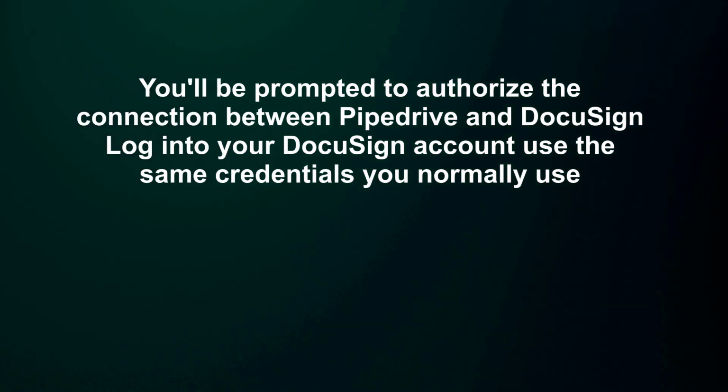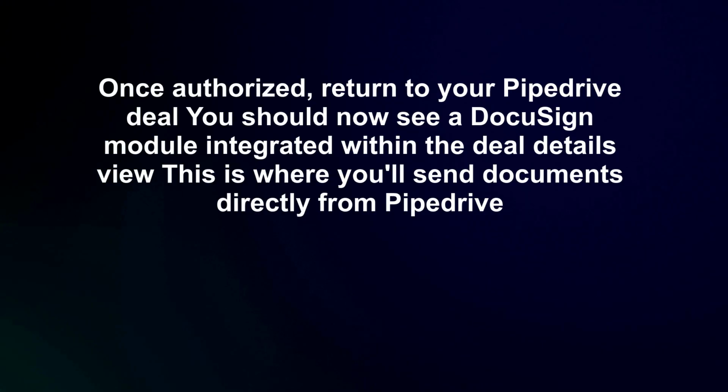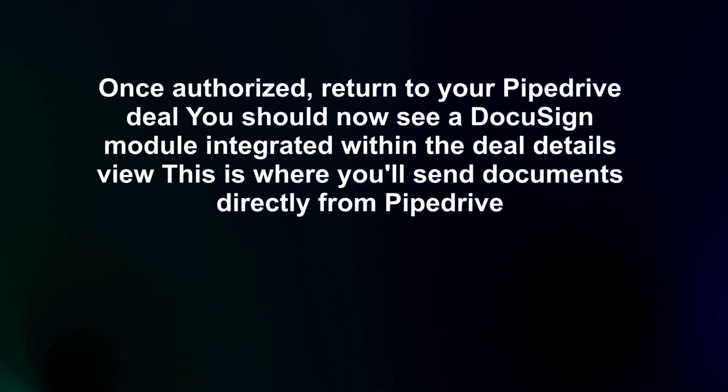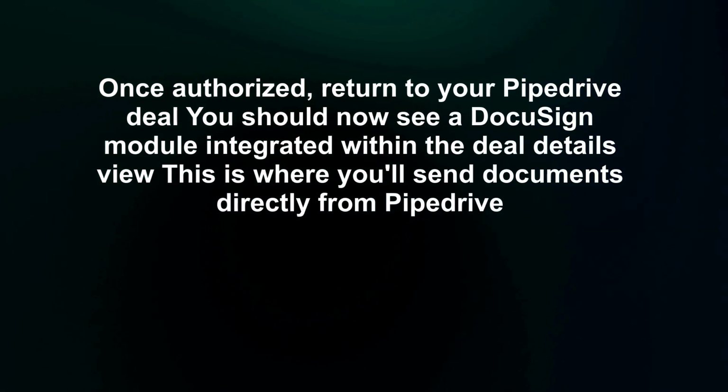Log into your DocuSign account. Use the same credentials you normally use. Once authorized, return to your Pipedrive deal. You should now see a DocuSign module integrated within the deal details view. This is where you'll send documents directly from Pipedrive.